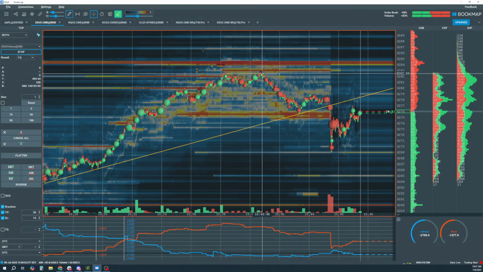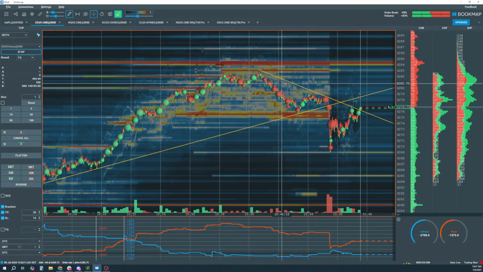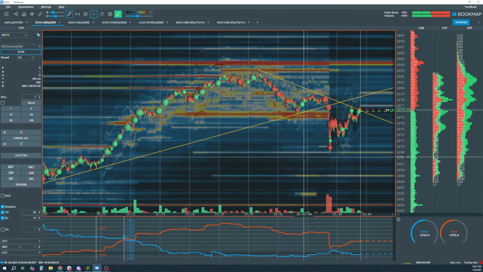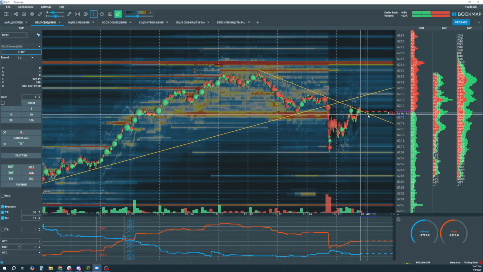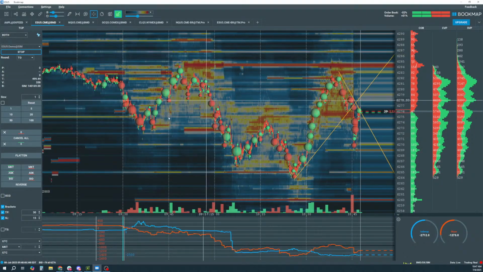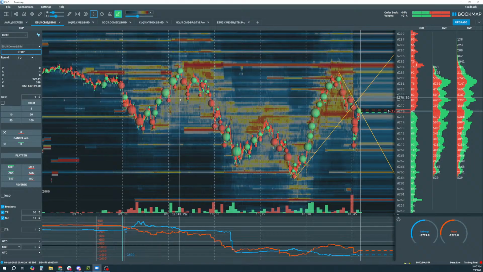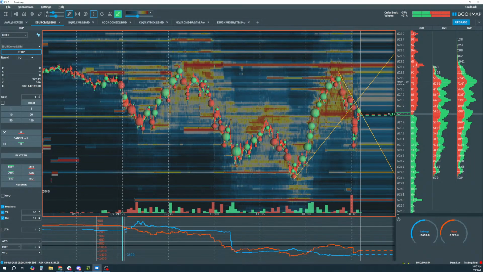All right, we can look at some more structures. See how it's coming back to retest this structure here. It's some funny structures in here, to be honest. Pretty wide. Let's just take a look at the bigger picture in here, at least for the day. This is what we've got.